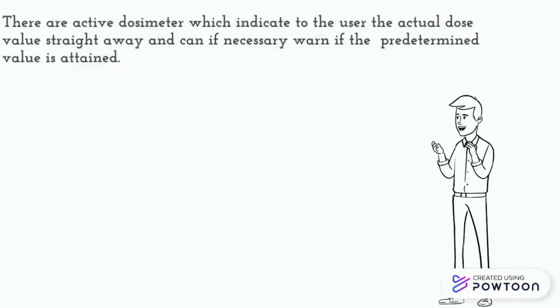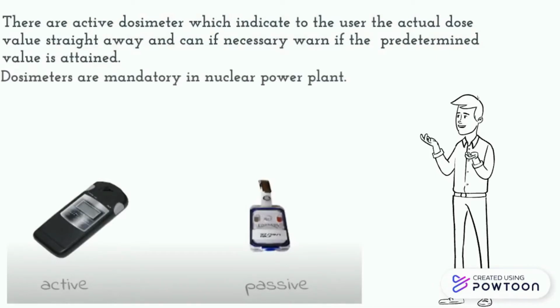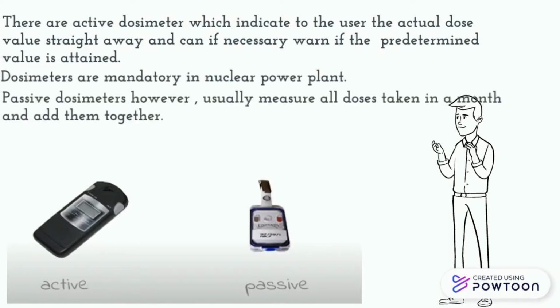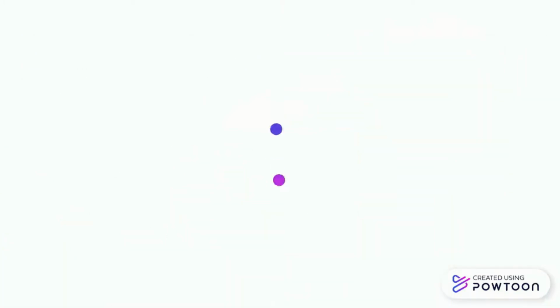There are active dosimeters, which indicate to the user the actual dose value straight away and can, if necessary, warn if a predetermined value is attained. Dosimeters are mandatory in a nuclear power plant. The passive dosimeters, however, usually measure all doses taken in a month and add them together. Some groups work with radionuclides that emit only a smaller radius. In this case, for example, there are ring dosimeters which can only measure the dose on the finger skin.